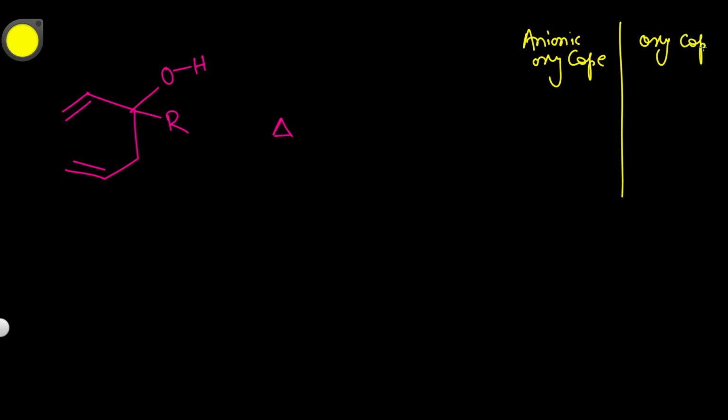One more difference. Let me write it very clearly because this is very important, you have to understand. Here is anionic Oxy-Cope, and on this side I am writing Oxy-Cope. The basic difference is that in the anionic Oxy-Cope we use low temperature as the reaction condition, but in the case of Oxy-Cope we use high temperature.